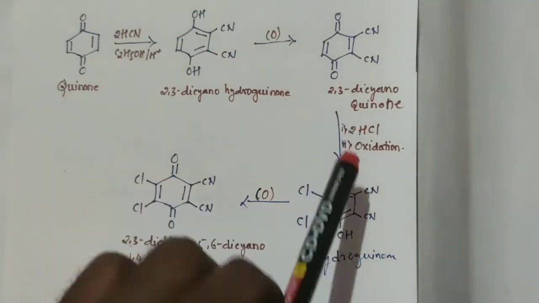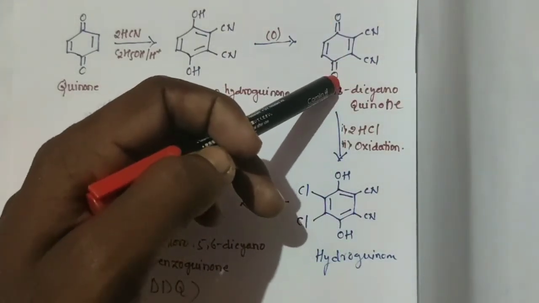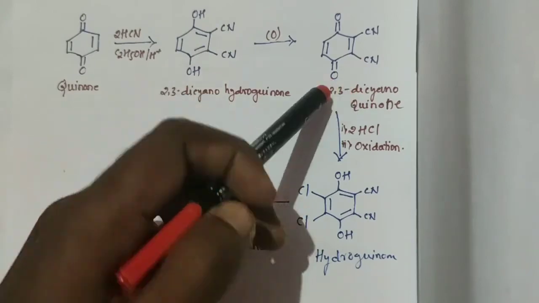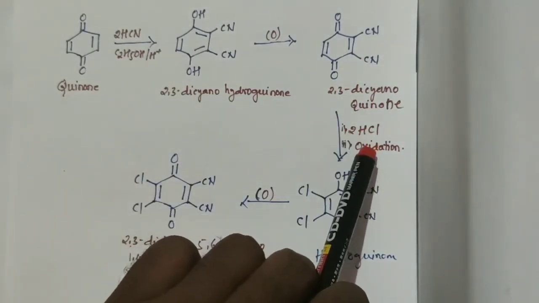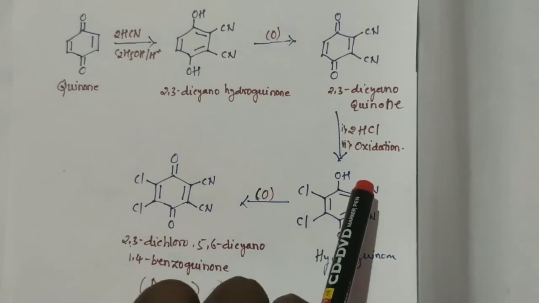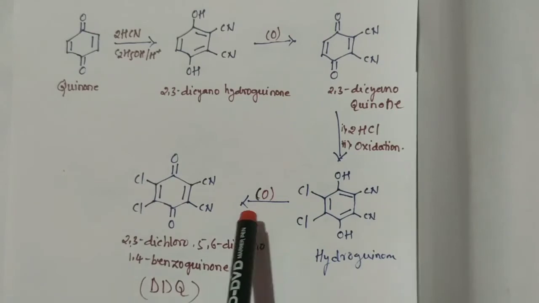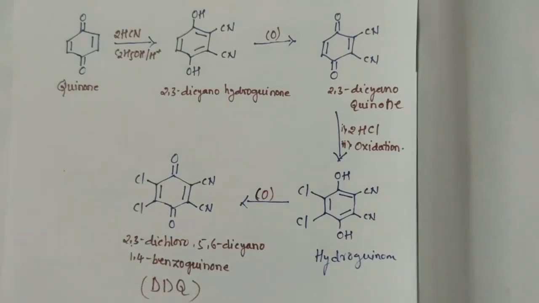So I just reduced one step. I wrote directly that this cyano substituted quinone molecule, after reacting with two molecules of HCl, gives the dichloro substituted hydroquinone. This dicyano-dichloro substituted hydroquinone, after oxidation, gives the desired compound, that is DDQ. So this is the process of synthesis of DDQ. Actually, this DDQ was first synthesized by the scientists Thiele and Günther.